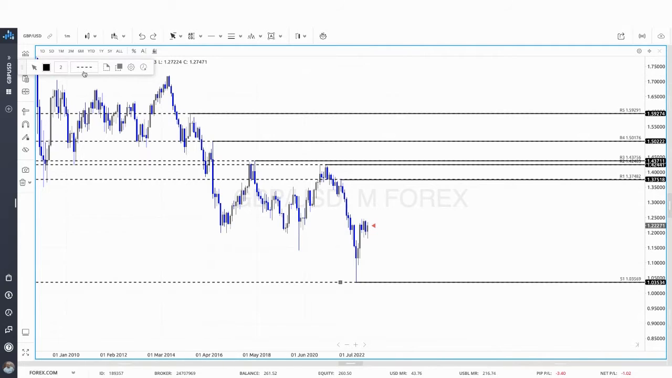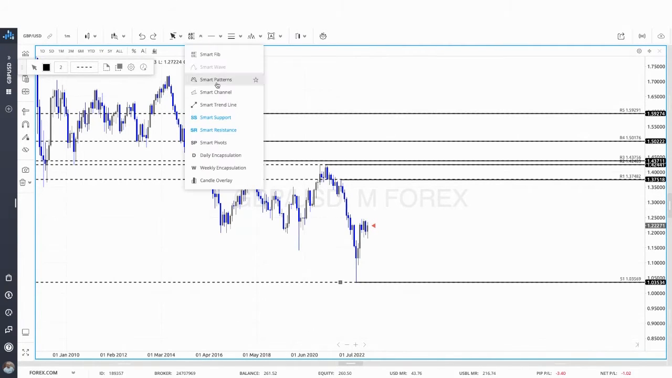So monthly time frame, got those support and resistance levels in. We'll turn these off.